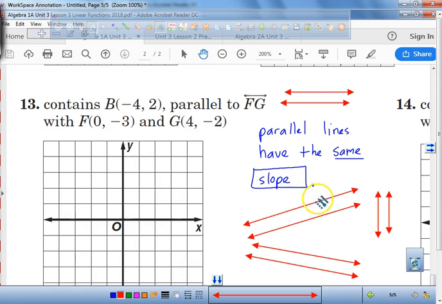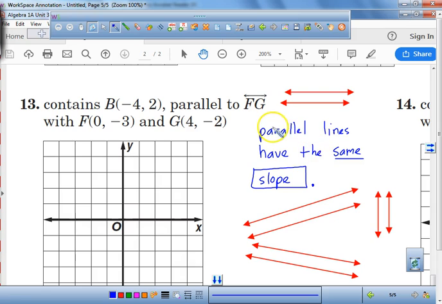Okay, so that's the concept you've got to have in your journal. You've got to know that if it says these lines are parallel, that means they have the same slope. Okay, here we go. There is a symbol to represent parallel lines. This is the symbol.